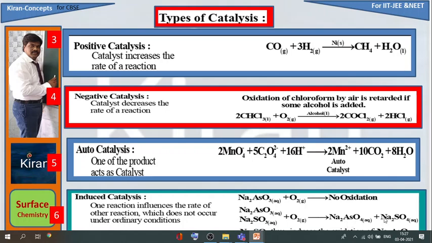So it means due to the Na3AsO3 and Na2SO3, this is induced. Because of adding Na2SO3, this Na3AsO4 is formed in the chemical reaction. Such kind of chemical reactions are induced catalysis reactions.